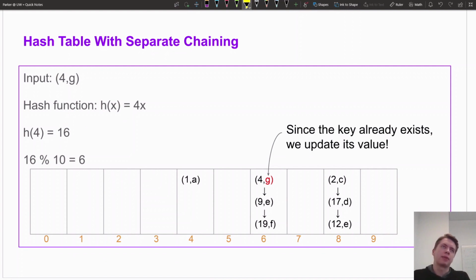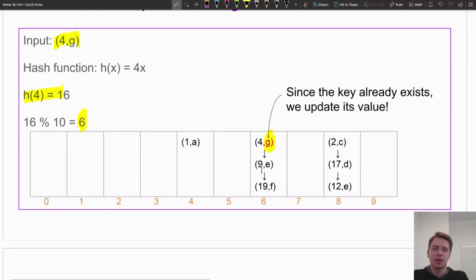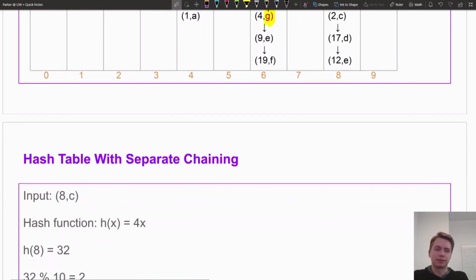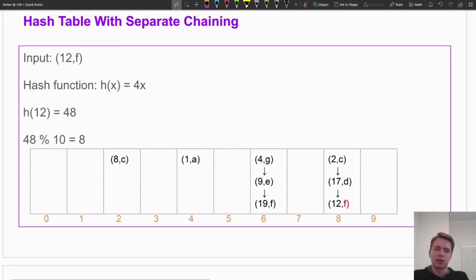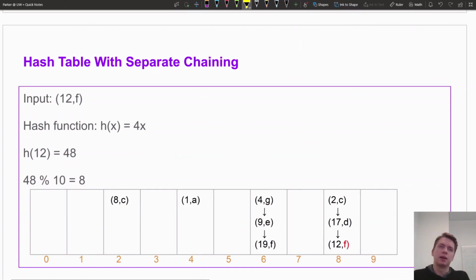So our 4G will map to bucket 6. And since our key is 4, and we already found the 4 in our linked list, we simply overwrite the value of that existing key value pair to contain the new value, or G in this case, where we update the values when our hash table already contains the same key. Great. And we just repeat this process with the final result of this, where we've inserted all 1, 2, 3, 4, 5, 6, 7, 8 key value pairs into our hash table.